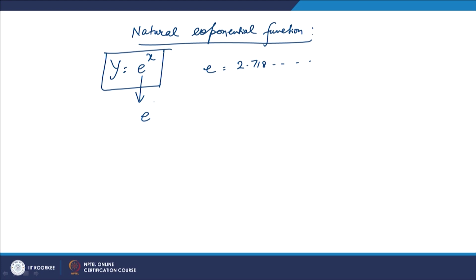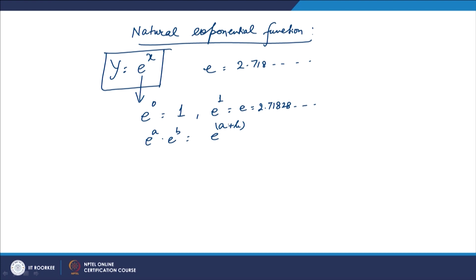Now for the natural exponents also there are many laws. If the exponent is 0, then it becomes 1, and if you take its exponent as 1, then it becomes e. Then the same law of exponents will apply here. So e raised to the power a times e raised to the power b will be e raised to the power a plus b.